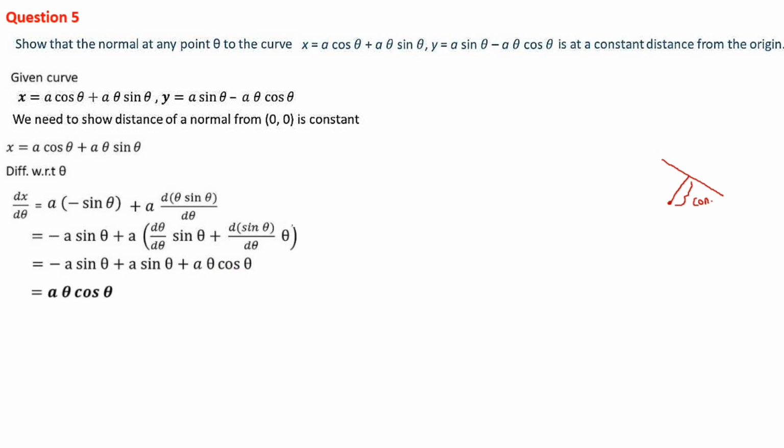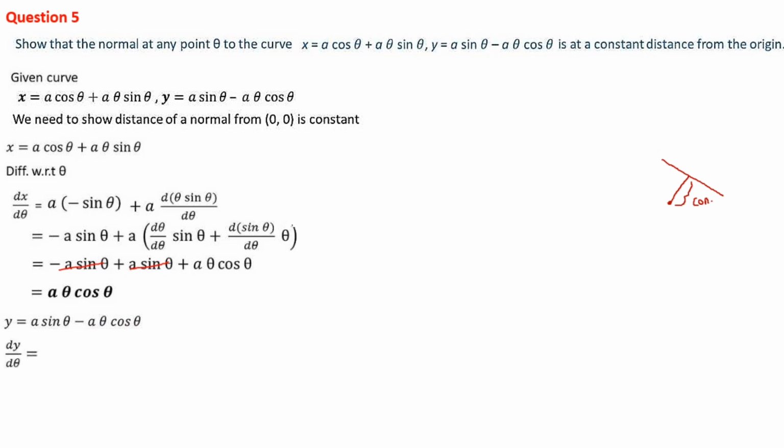Then there are some terms we can cancel. Minus a sin theta plus a sin theta we can cancel. Then we will be left with a theta cos theta, that is right. Then next, we can take y. Y is equal to a sin theta minus a theta cos theta.